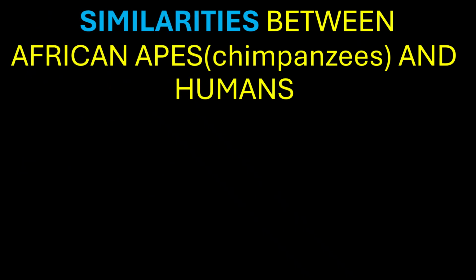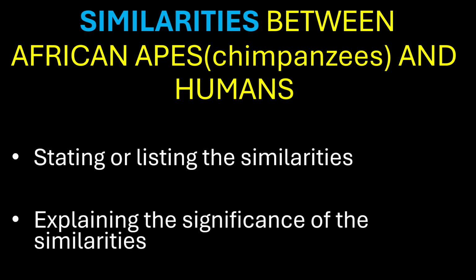Now let us look at the similarities between African apes and humans. What are the similarities between African apes and humans? So when a question is about similarities, it can be structured in two ways. One, either you state the similarities or you list them, and two, you have to explain it. So sometimes the question will say simply list or state the similarities, and then sometimes they will say explain the significance of these similarities. So we're going to look at both as we move on.